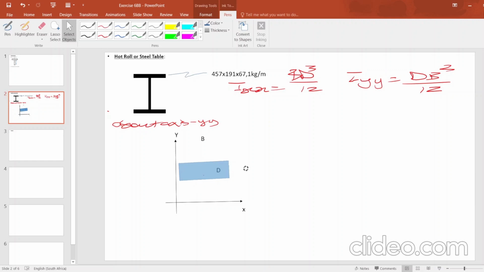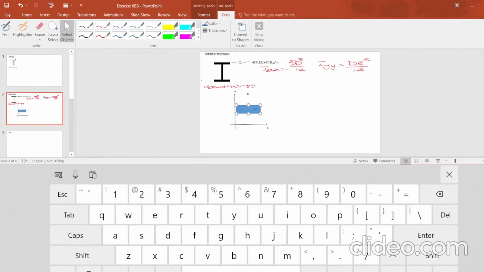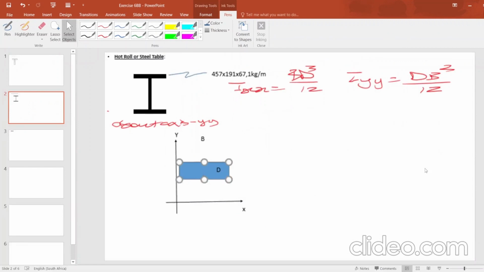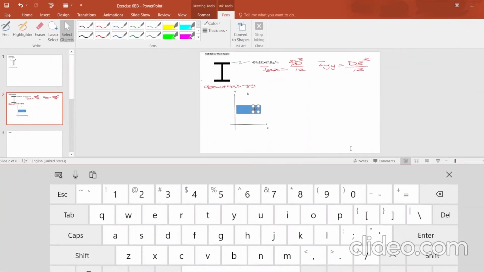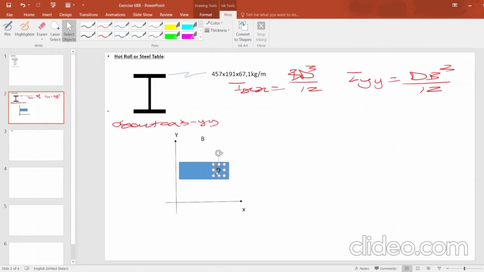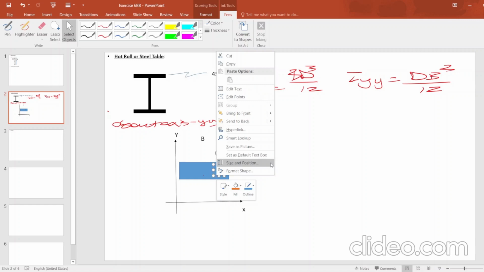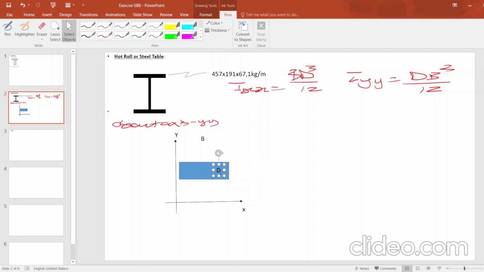Boom. Okay. We are now rotating this beam. This is our D. Our D is on the longer side. Then our B is on the short side. Boom, we've rotated our beam. All right, we've now rotated our beam.